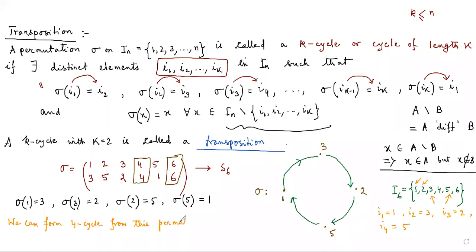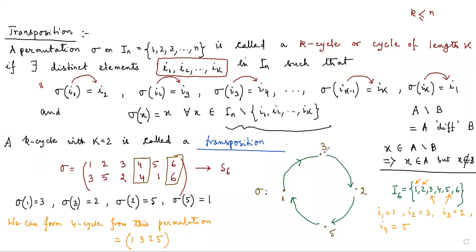And how to write this 4 cycle? In a short form, we can write it in this manner. We can write it as 1, 3, because after 1, 3 comes, after 3, 2 comes, and then after 2, 5 comes. So we can write it as 1, 3, 2, 5. You are starting the count from 1, so after 1 you get 3, then after 3 you get 2, and after 2 you get 5.